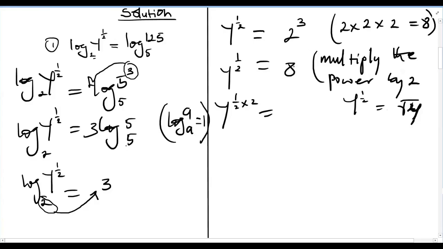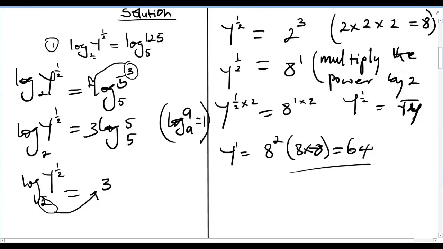Note that when the value is written like this, the power is 1. So 8 has the power of 1. So we now have 8 raised to the power of 1 times what? 2. So this is what y is equal to. Now 1 times 2 is 2. 2 divided by 2 is 1. So y to the power of 1 is equal to 8 to the power of 2. And 8 to the power of 2 is 8 times 8, which is the same thing as what? 64. So this ends this particular one.